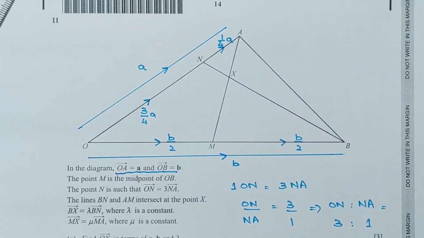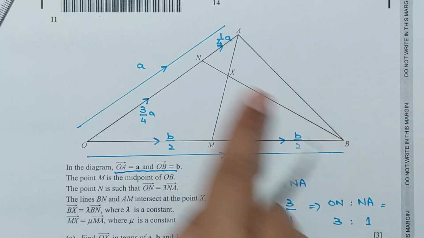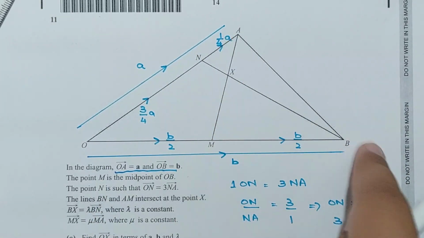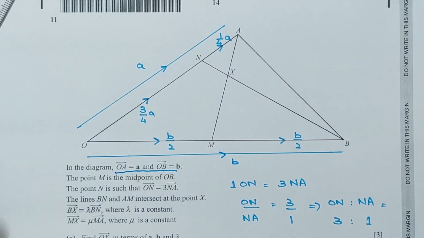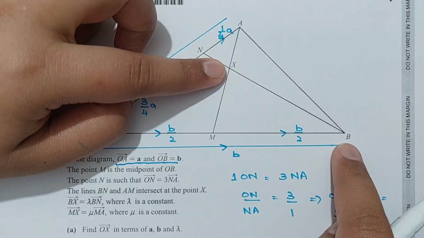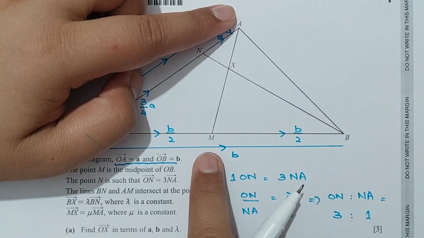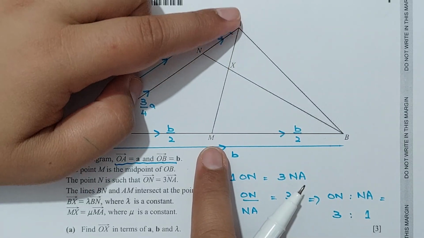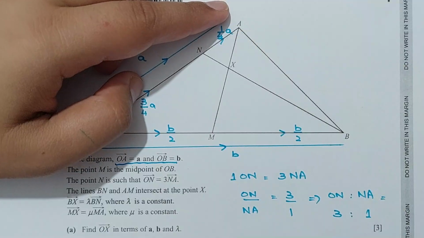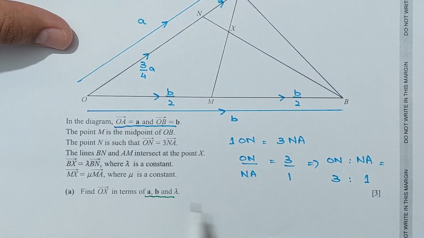Got it. The next part of the question says the lines B to N and A to M intersect at the point X. These two lines intersect at one point. Okay, what is next? BX, B to this X, is lambda times BN, where lambda is a constant. MX is mu times of AM, where mu is a constant. Find OX in terms of AB and lambda.